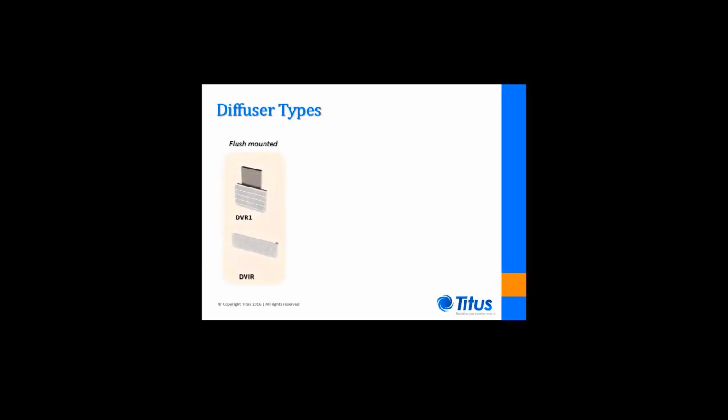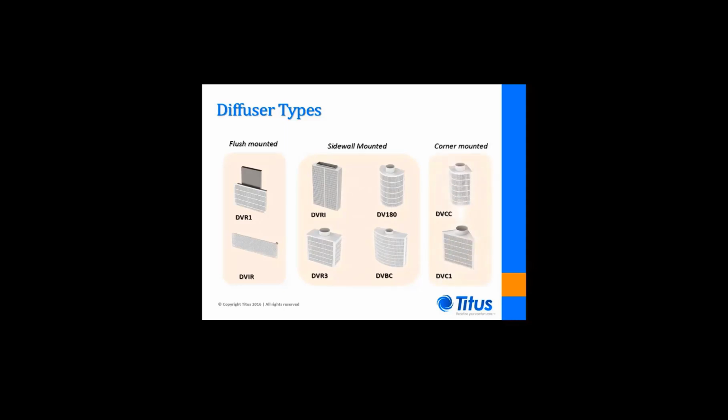Displacement diffusers come in a variety of types. They can be flush-mounted in the sidewall, such as Titus's DVRI and DVIR models. They can also be mounted along the sidewall, such as these Titus models. Finally, they can be corner-mounted, such as the Titus DVCC and DVC1 models shown here. Corner mounting across the classroom from the windows is very common for K-12 applications.